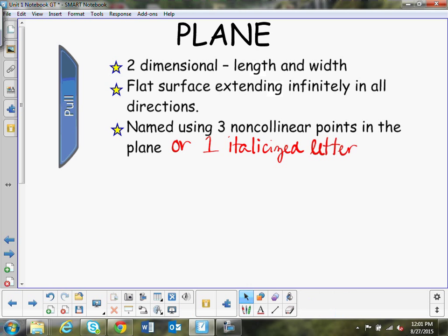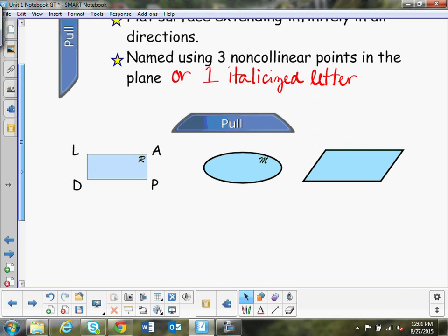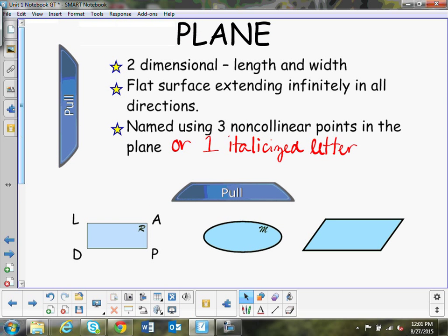Here are some pictures of planes that you'll want to draw. You've got 3 examples of planes. They didn't really label the last one, so you don't have to draw that if you don't want to. Just make it 3 examples. This one right here at the very beginning, you've got the italicized letter. You can name it using that, and I'll show you how to name it in a second.